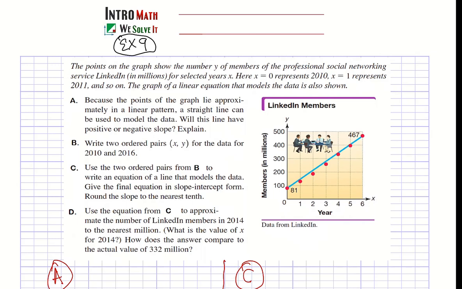Part A: because the points of the graph lie approximately in a linear pattern, a straight line can be used to model the data. Will this line have positive or negative slope? By now we should know. Look at it. It's a positive slope. You always want to look from left to right, and you see the line slants upwards. If there's a car with the tires going up the hill, it will be going up. So it's positive slope. That one is easy.